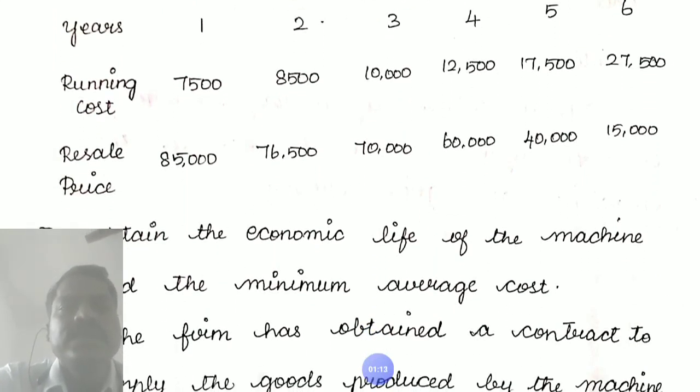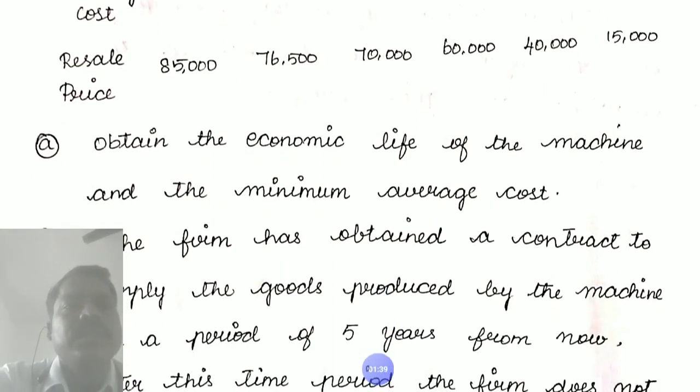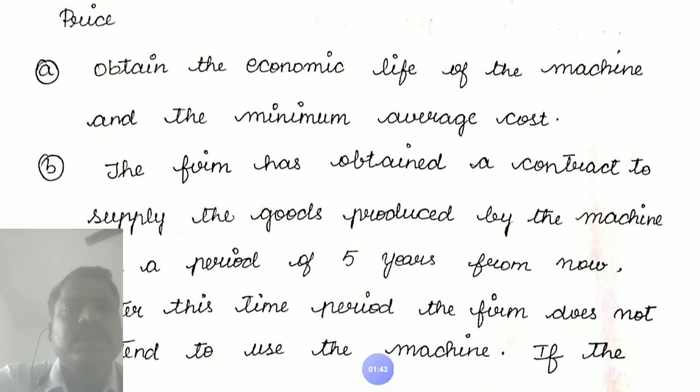Resale value at the end of the first year is 85,000; end of the second year, 76,500; end of the third year, 70,000; end of the fourth year, 60,000; end of the fifth year, 40,000; and end of the sixth year, 15,000. Now obtain the economic life of the machine and the minimum average cost.